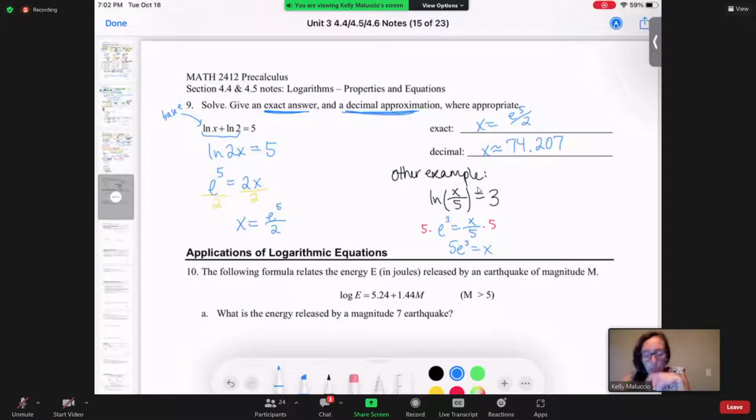The reason I'm mentioning this is to show you an example with a division like x over 5 versus 2x. And keep in mind that this could have started as ln x minus ln 5, right? So it could have started like that and you had to write it as the division and then solve.